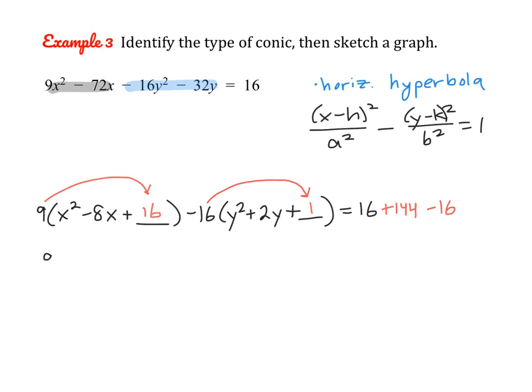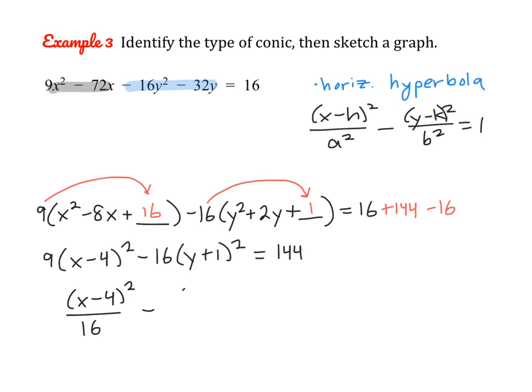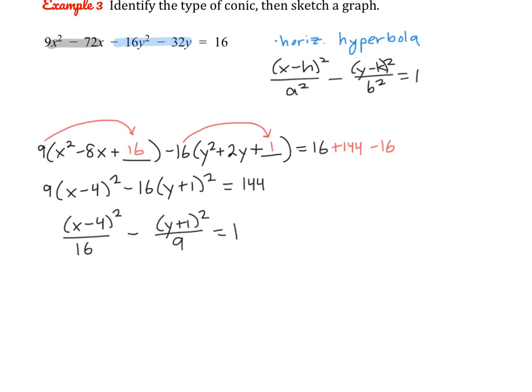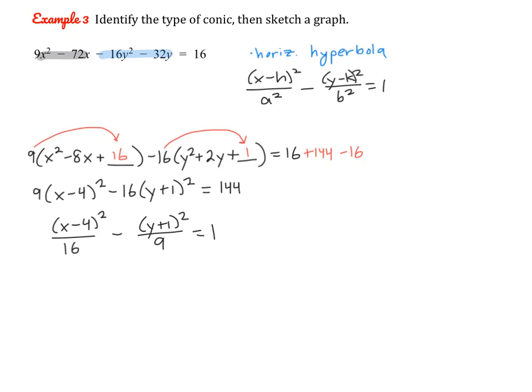Okay, let's see what we have now. So this becomes 9 times (x minus 4) squared, if you factor it, minus 16 times (y plus 1) squared equals 144. So we're a little bit closer, at least we have our binomial squared, but we do need to have our equation set equal to 1. So now we're going to divide both sides by 144, and that gives us (x minus 4) squared over 16 minus (y plus 1) squared over 9 equals 1. So now we have an equation in standard form, and we can see that yes, in fact, it is a horizontal hyperbola, and that means that we're ready to start graphing.